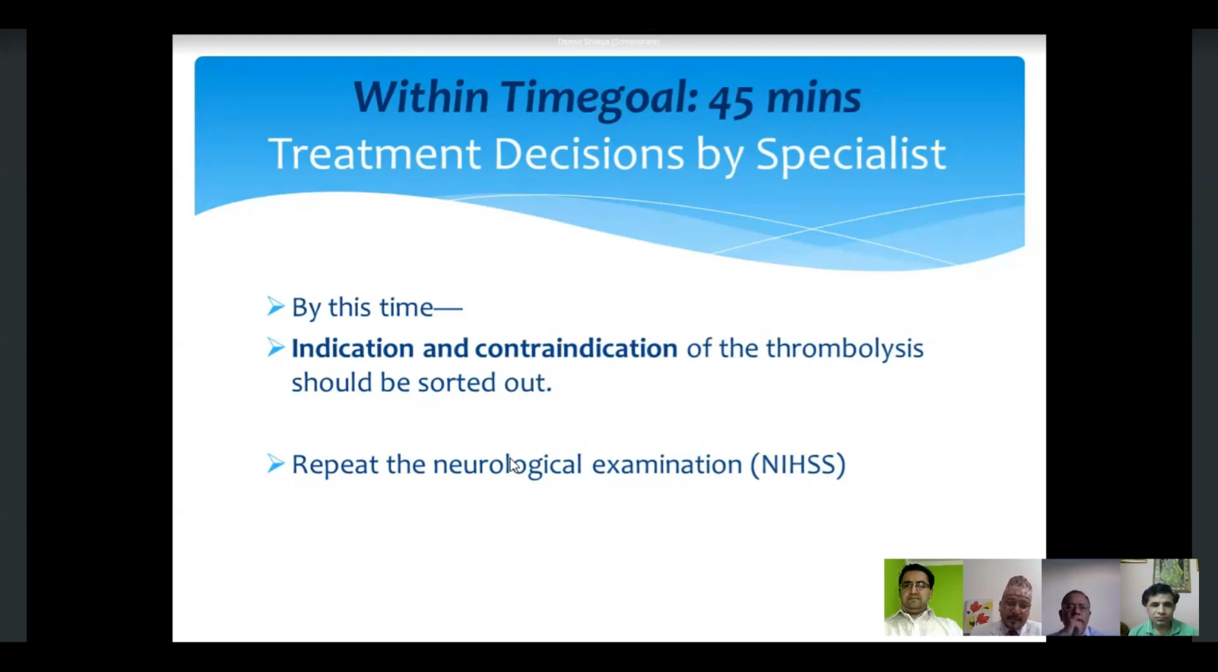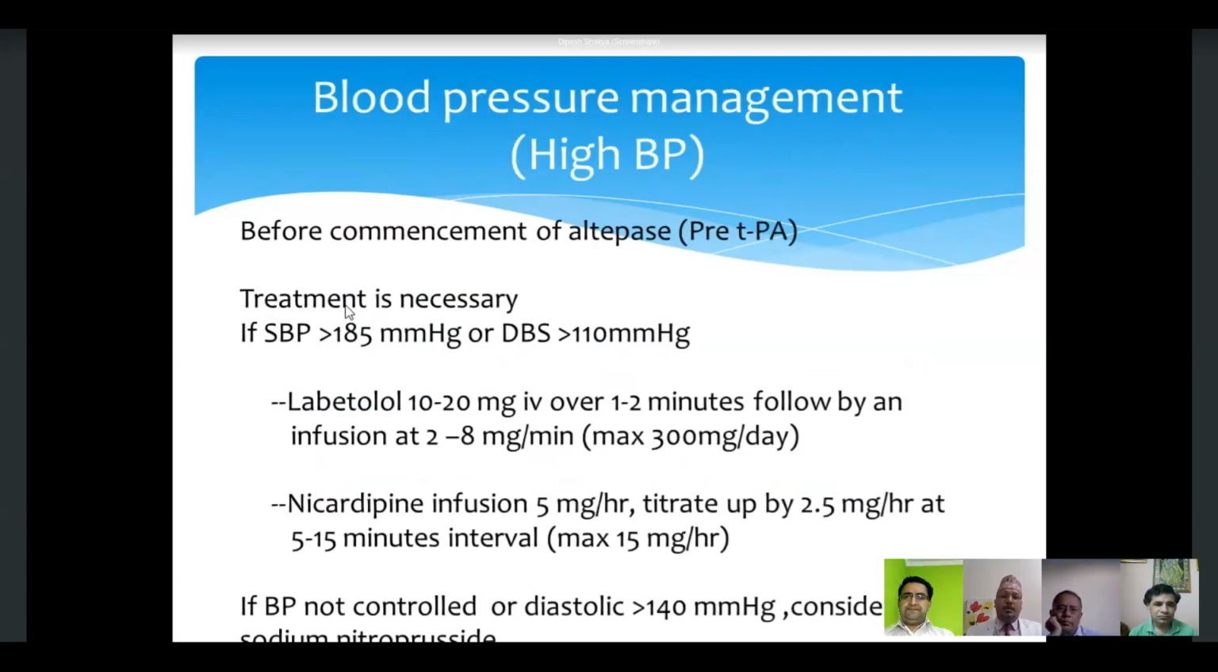By this time, indications and contraindications of thrombolysis should be sorted out. This will be done by Dr. Krishna. Repeat neurological examination should be done to decide whether the patient is high risk for thrombolysis. We can know by the NIHSS score as well. Blood pressure management is very important, especially high blood pressure. Before commencement of tPA, we should have a target blood pressure below systolic 185 and diastolic 110.